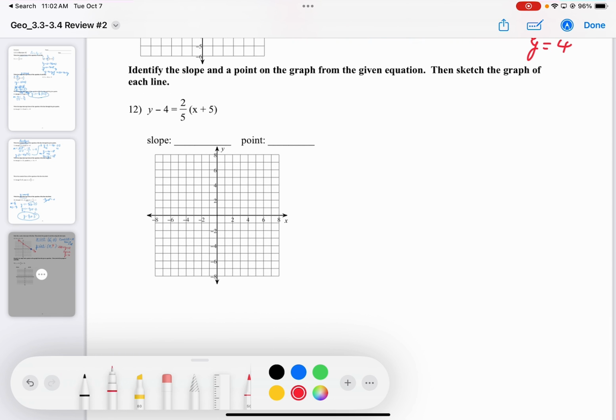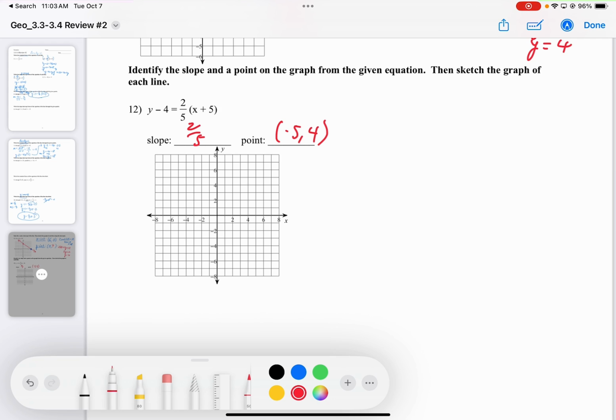Identify the slope and the point on the graph from the given equation, and then sketch each line. What's my slope? 2. Yeah. So it's in point slope form, so it's easy to identify. What is my point? You said what? -5, 4. Do you guys agree with Chris? Yeah. He's one of them Algebra 2 students. I would agree with him.